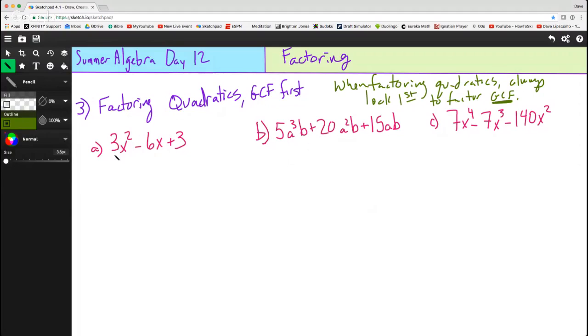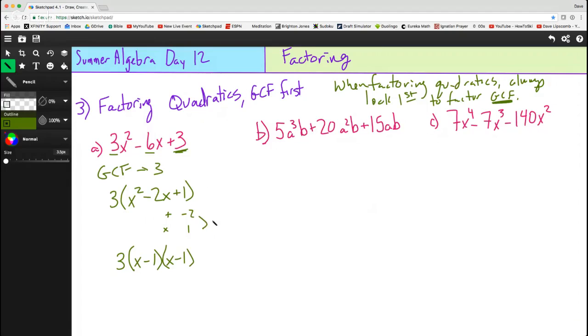So here, what do I see? I see that everything divides by 3. This only has a 3 term, so I know there are no variables in my GCF, because no variable goes into this one. So my GCF is 3. Then I'm at 3x squared minus 2x plus 1. Now I've got to find two numbers that add to negative 2 and multiply to 1. Well, that's negative 1 and negative 1. So it's 3 times x minus 1 times x minus 1, and that's 3 times x minus 1 squared.